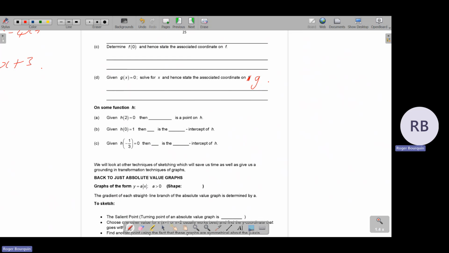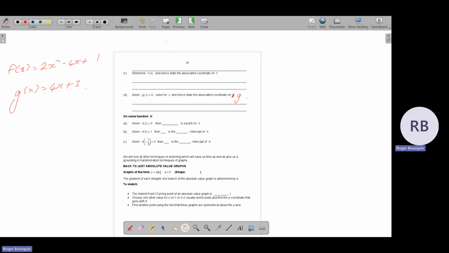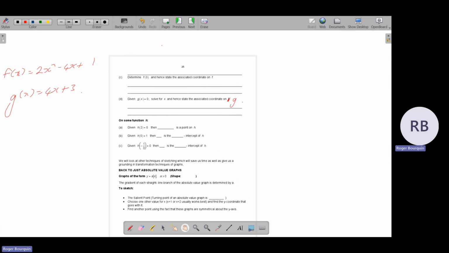Okay, determine f of 0 and state the equation. So f of 0 is going to be 2 times 0 squared minus 4 times 0 plus 1, which is 1, right? So what's the associated point? 0, 1, right? Just out of interest, that point's got a special name on that graph. What is that? Yes, you see it? Well done.